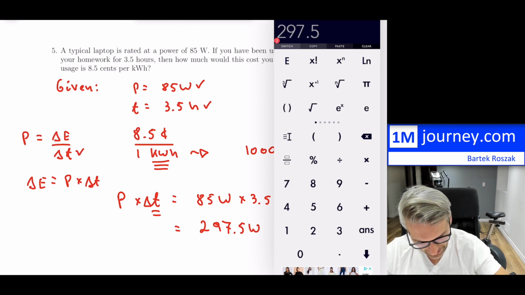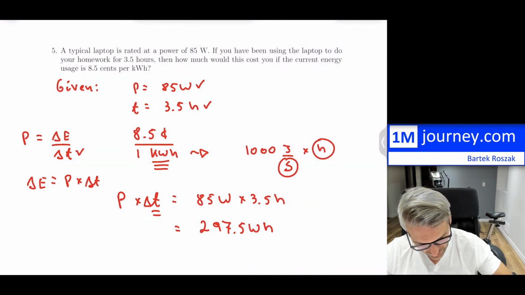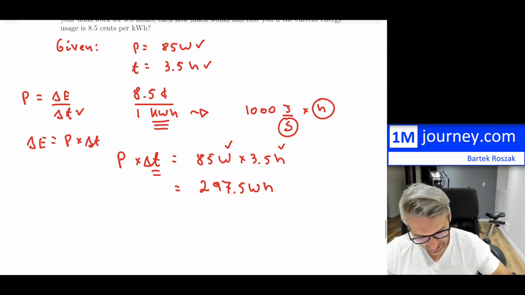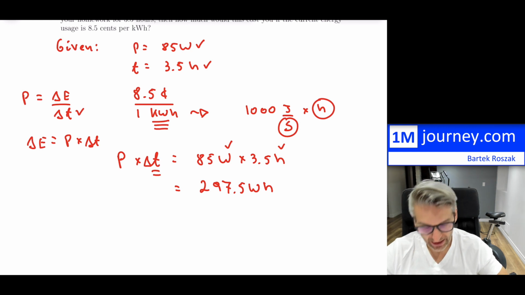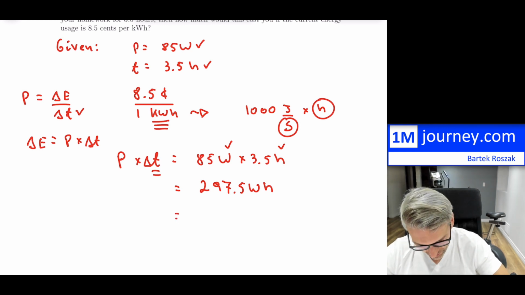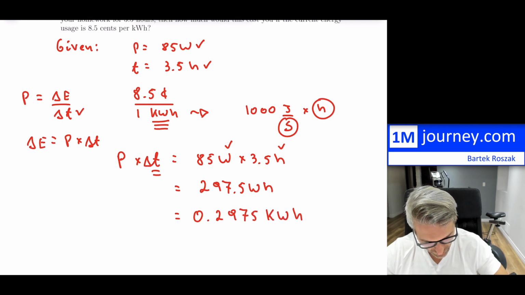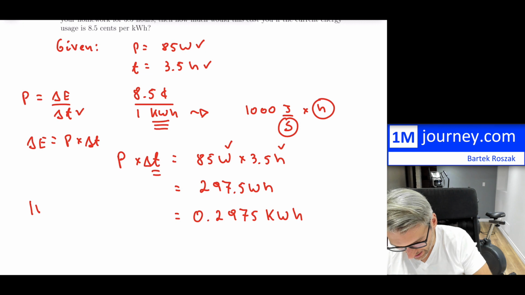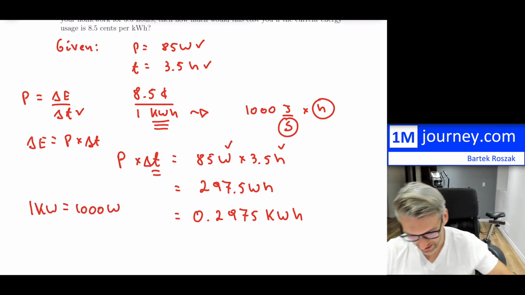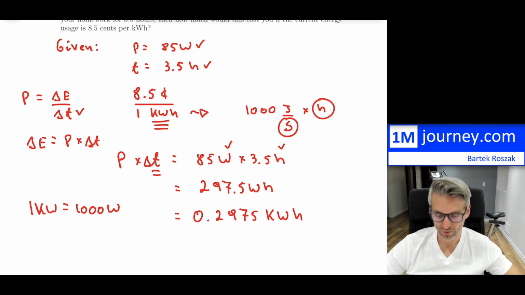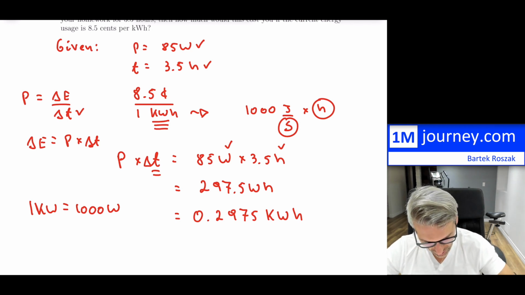So this is going to be 297.5 watt hours, right? Watt hours, because they're multiplying. Now, I want kilowatt hours. Well, kilo is 1,000. So that means this is going to be 0.2975 kilowatt hours. Again, don't forget, 1 kilowatt is equal to 1,000 watts. So if you do that conversion, this is what you're going to get.